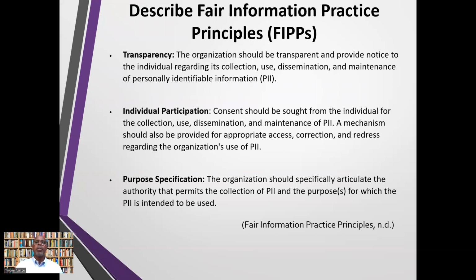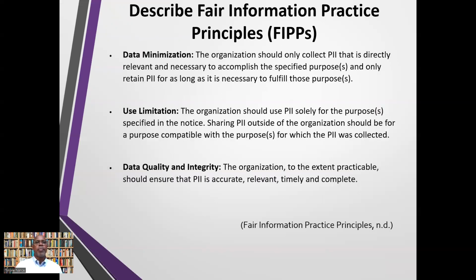First one being transparency, where an organization must provide notice to an individual regarding collecting, disseminating and maintaining their personally identifiable information. The next, individual participation, where an individual needs to be consulted about the collection, dissemination and maintenance of the information. And in purpose specification, organizations should articulate the authority that permits them to collect information and what their purpose is, how they plan to use it.